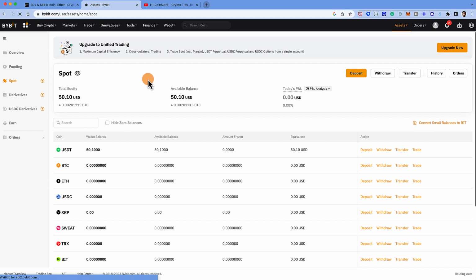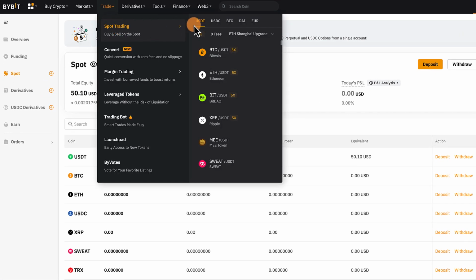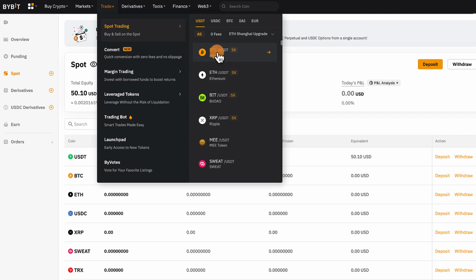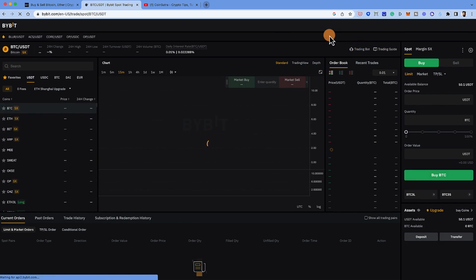Now once you have the funds, there are a few things you can do. You can simply click on trade, select spot trade, and since we have USDT, we'll use the USDT market, and here we have all the cryptocurrencies that we want to trade. So let's say we want to trade BTC, we click on this. And this is the kind of interface you will see.